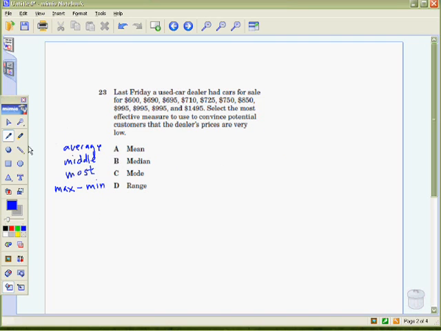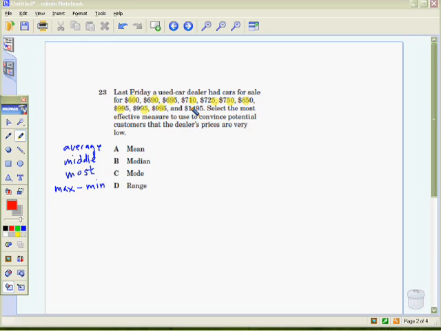So let's look at our numbers here. It seems like lots of prices here that are somewhat comparable. I mean, from $995 to $600, there's only $395 difference. So all of these prices here are pretty tight.